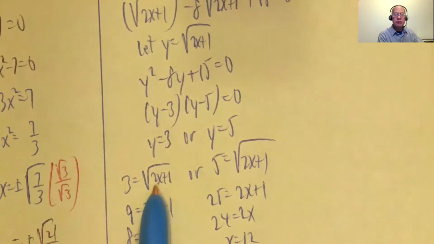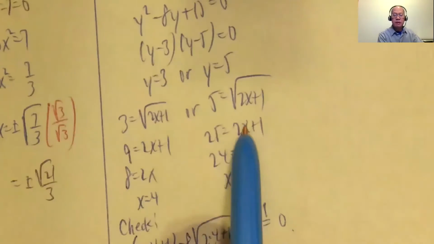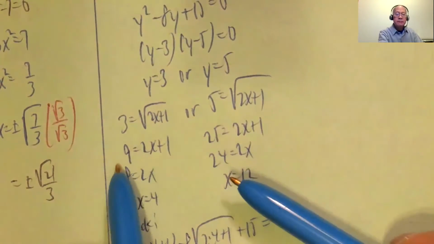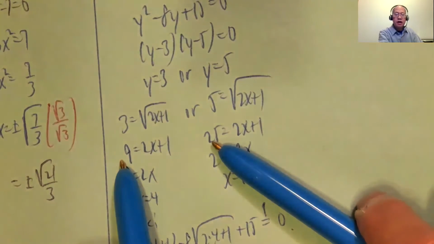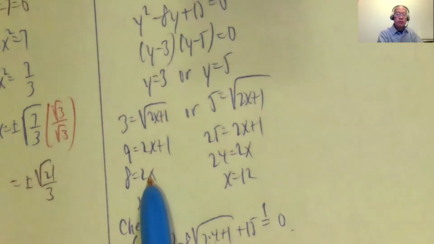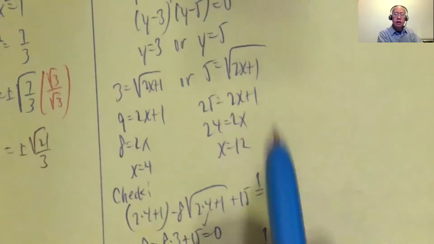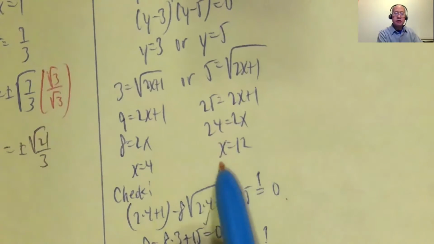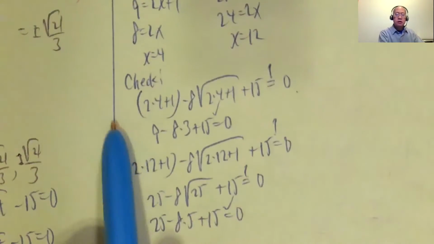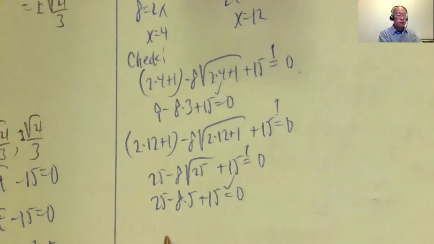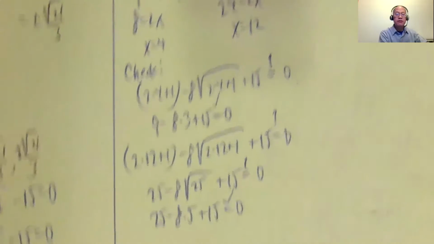So 3 is radical 2x plus 1. 5 is radical 2x plus 1. Square both sides. This one gives you 9, this one gives you 25. Do the algebra, subtract 1, divide by 2, x is 4. Subtract 1, divide by 2, x is 12. They both check. So if you plug them back in, they both work. So both solutions, x equals 4 and x equals 12, do work, and they both check out.